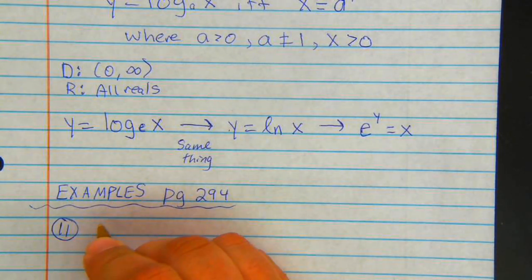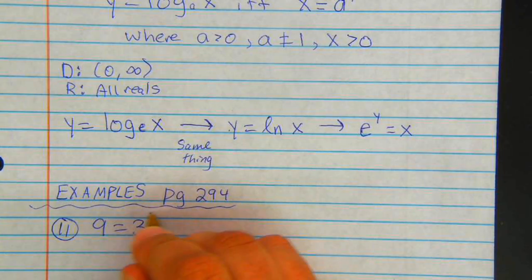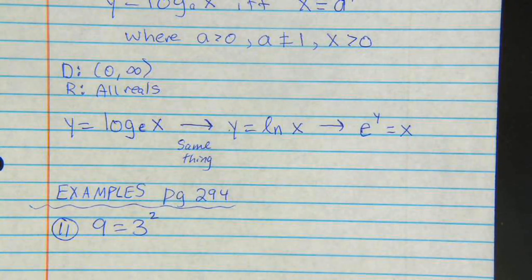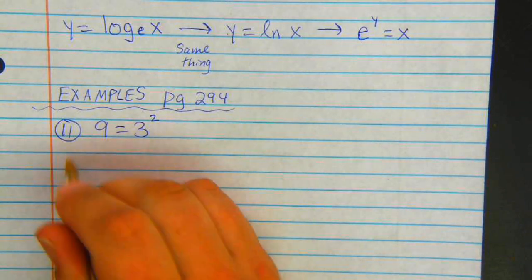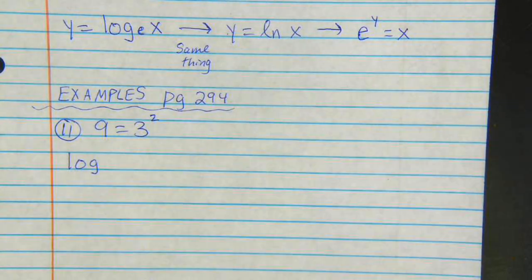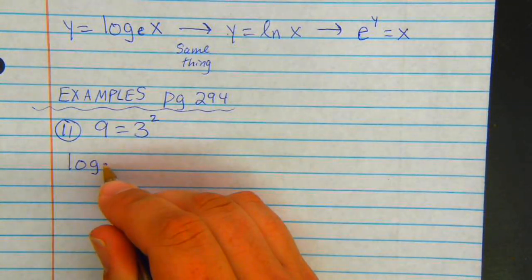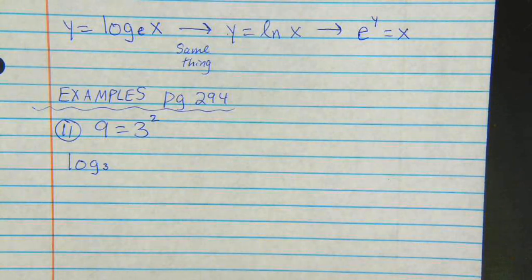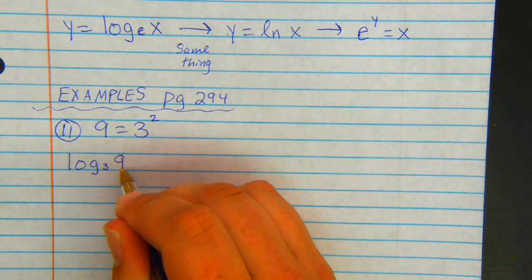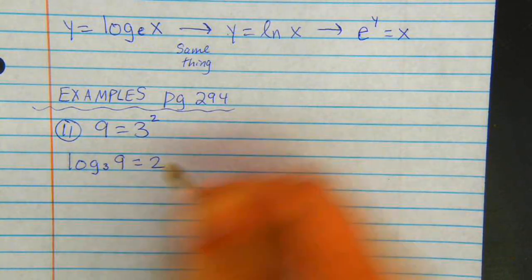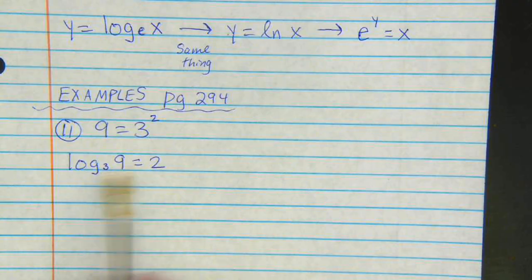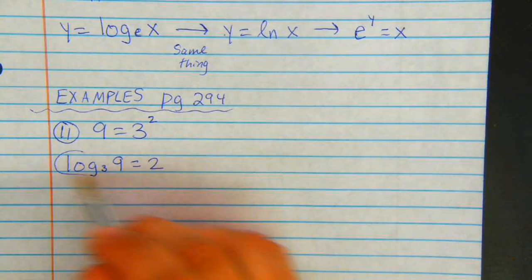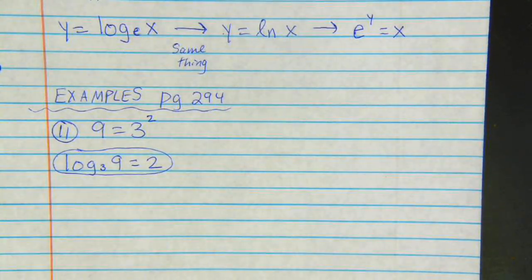So number 11 says 9 equals 3 squared. Yes, it does equal 3 squared, but they want us to write it in this form with a log. Log base 3 of 9 equals 2. Because little to the other equals greater. 3 squared equals 9. So you'll have some where you're just writing it from one form to the other.